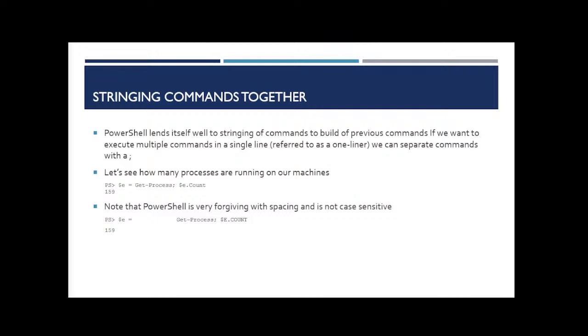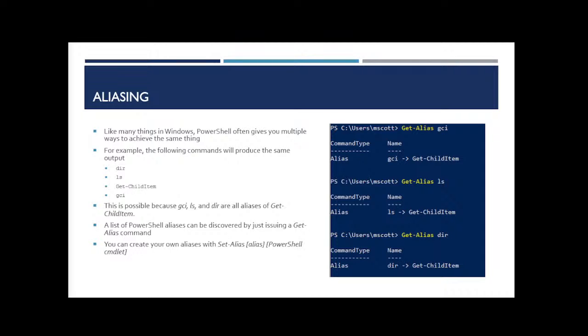Okay, so E equals and then like 15 spaces, Get-Process, and then we capitalize Count. PowerShell is very forgiving with spacing as far as capitalization is concerned. So it lends itself well to obfuscation. If any of you guys have ever looked at Empire or any other malicious PowerShell, you'll see that there's lots of capitalization, lower capitalization, stuff like that. That's what's happening there. They're taking advantage of the fact that it's very forgiving as far as capitalization and spacing are concerned.